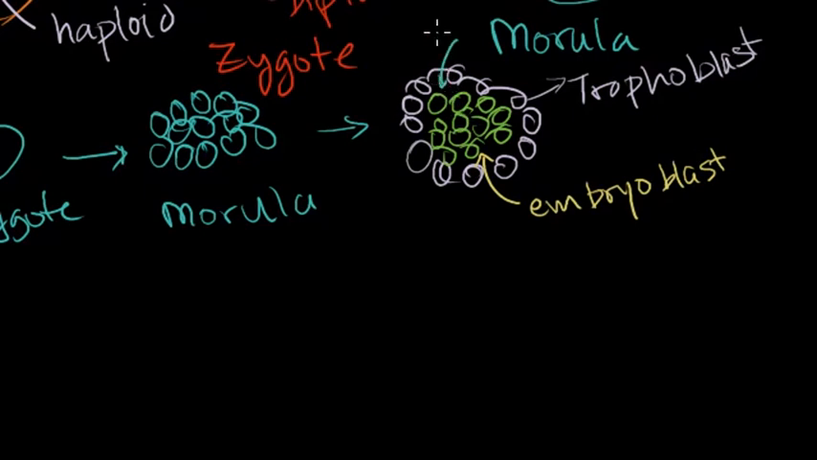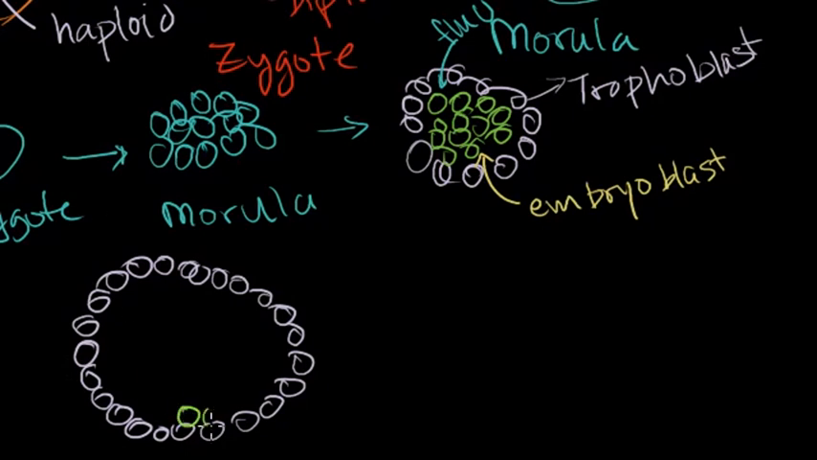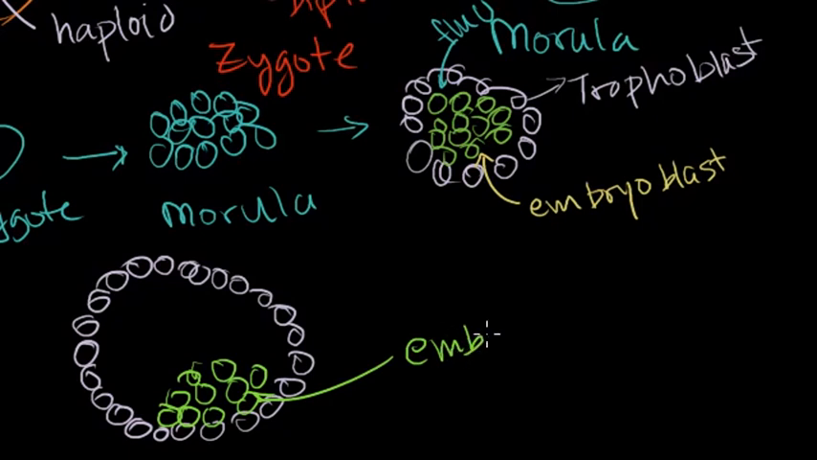So you're going to start having some fluid that comes in there. And so the morula will eventually look like this, where the trophoblast, or the outer membrane, is kind of this huge sphere of cells. And this is all happening as they keep replicating. Mitosis is the mechanism. So now my trophoblast is going to look like that, and then my embryoblast is going to look like this. This is the embryoblast.